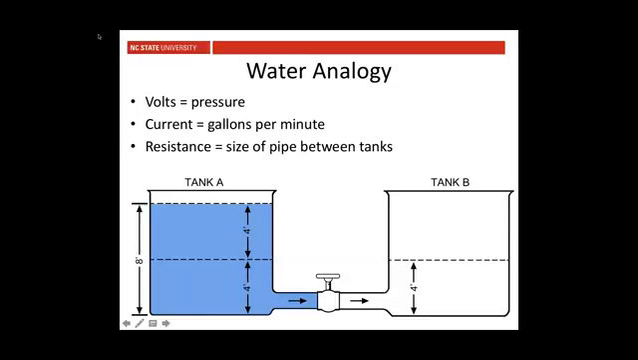So I really like this water analogy. I think it's a really good intuitive way to think about the difference between volts and current and resistance. So if voltage is pressure, that would be like we've got tank A, we've got tank B. Tank A is totally full of water. Tank B is totally empty. So we've got a pressure differential here. And if we measure the pressure differential between tank A and tank B, it's going to be based on how much water there is in tank A.